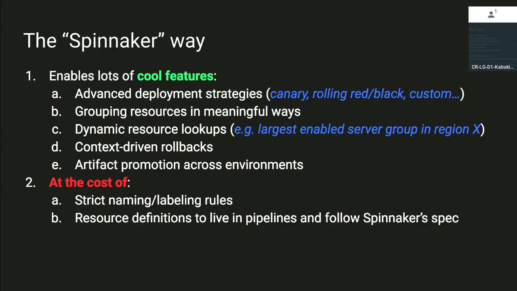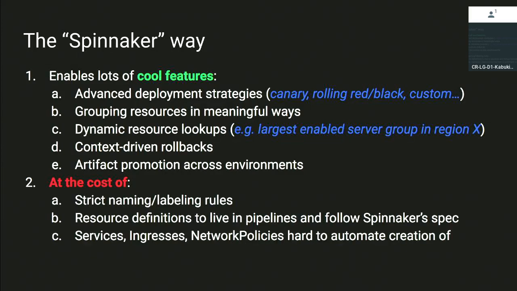All your resource definitions, which would typically be your Kubernetes manifest files, now instead have to live inside of your pipeline definitions, instead of maybe separately in GitHub or in GCS or someplace where you're generating and storing them. And finally, things like services, ingresses, and network policies, you can't really easily create inside of the pipeline, and Kubernetes makes it really easy to deploy full stacks.